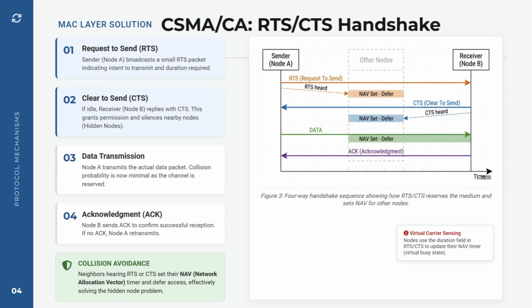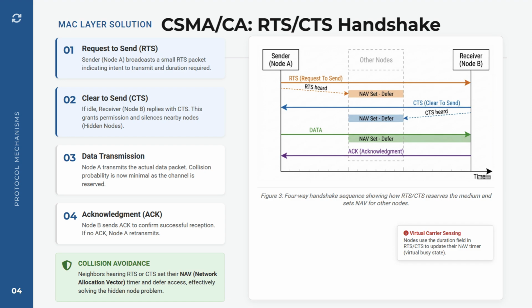To solve the hidden node problem, wireless networks use a protocol called CSMA with collision avoidance, or CSMA/CA. One of the key techniques used in CSMA/CA is the RTS-CTS handshake mechanism. This mechanism works in 4 steps. First is request to send, or RTS. When a sender, such as Node A, wants to transmit data, it first sends a small RTS packet to the receiver, indicating its intention to send data and the duration of the transmission.